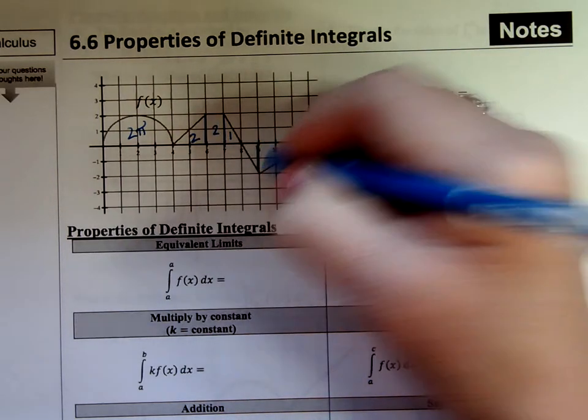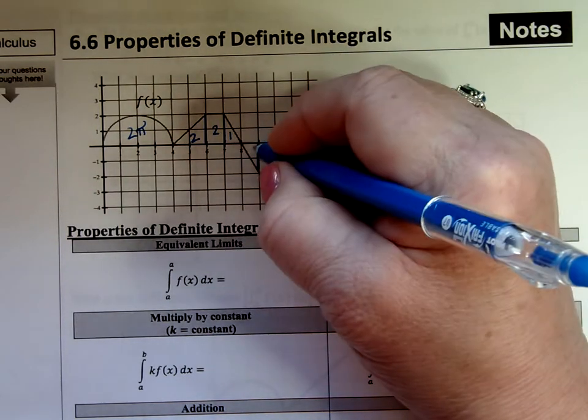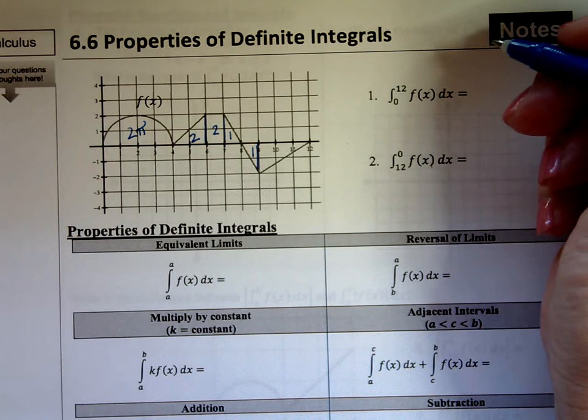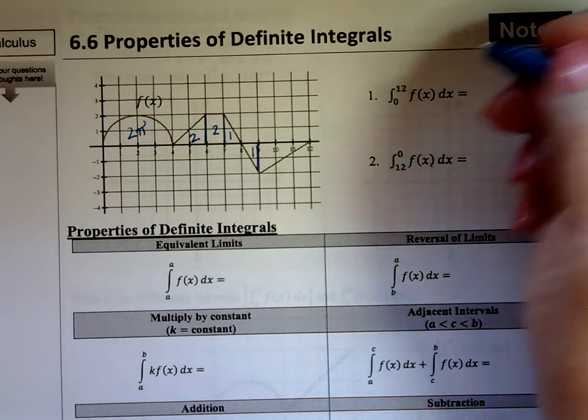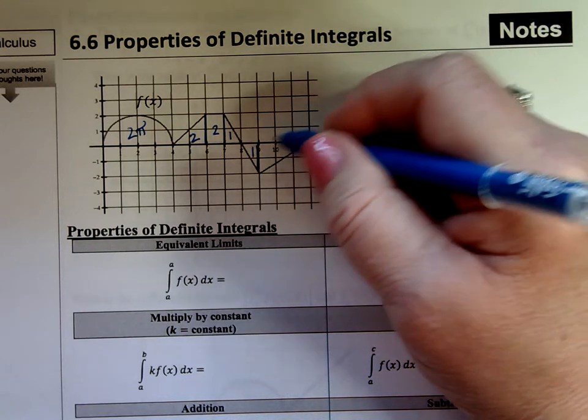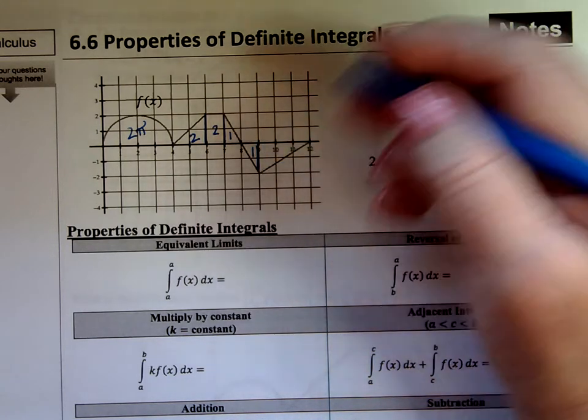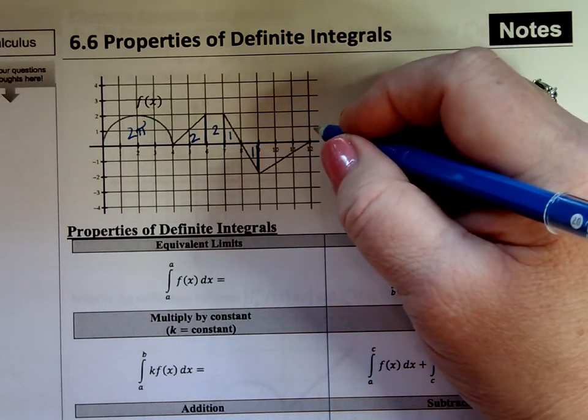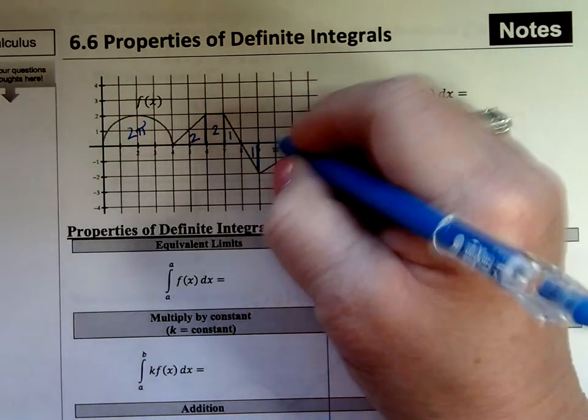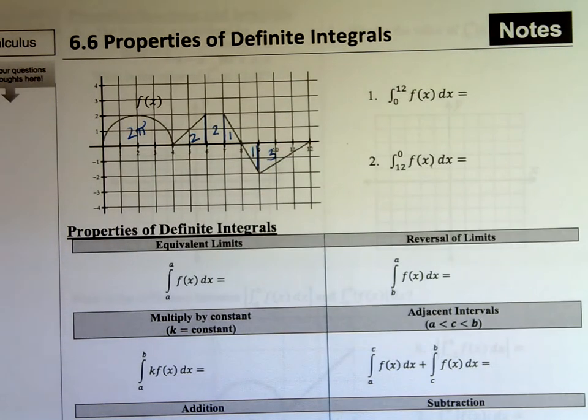Then you're down here at this guy. He does the same thing, 1/2 of 1 times 2. He's 1, but he will be negative because he's below the x-axis. And then we have a triangle, 1/2 the base of 3 times the height of 2, and that gives you a value of 3. Again, that would be a negative value.